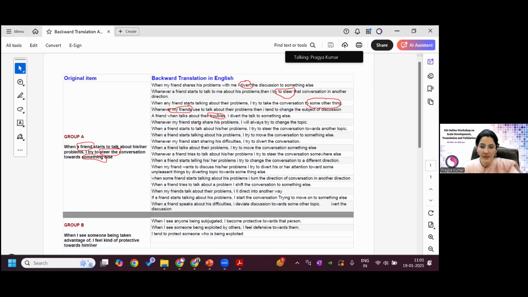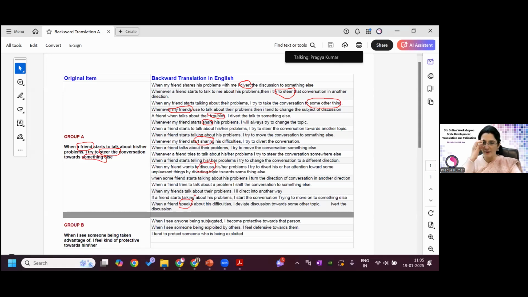Again, you can see whenever my friends start to share. Here the term is "share." So there is a difference between talk and share. Most of the people have written talk, but here someone has written sharing. Others wrote tries to talk, telling, discuss. Someone has written discuss her problem. Generally, they have written talk or speak. One person has written speak about his difficulty. So what is the difference between talk and speak?